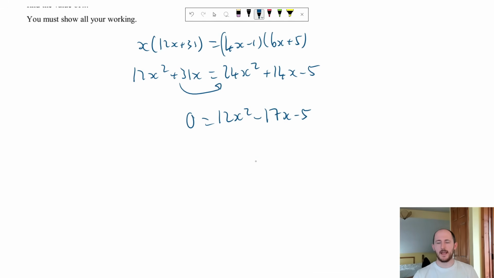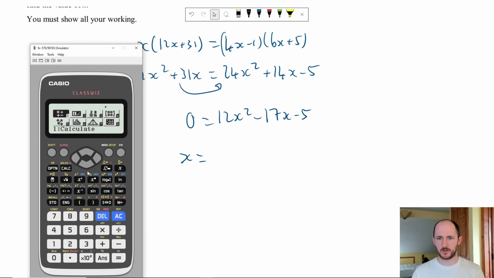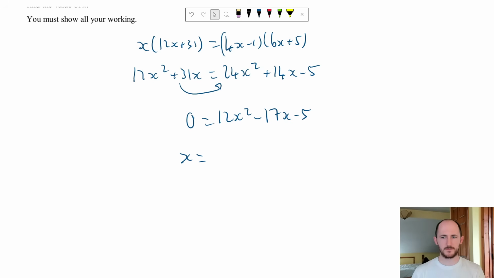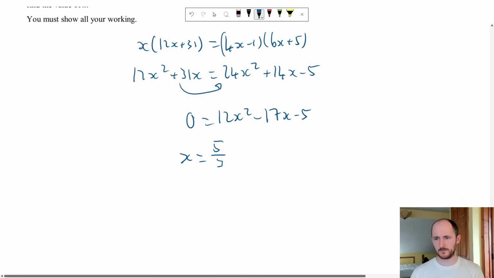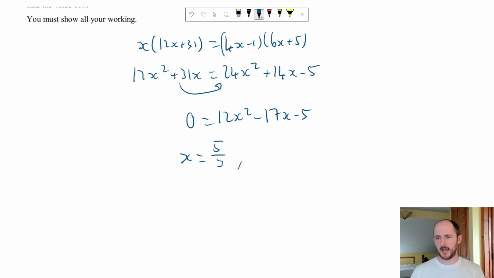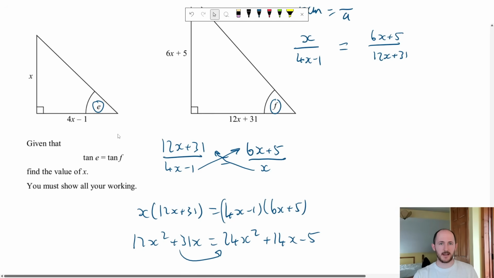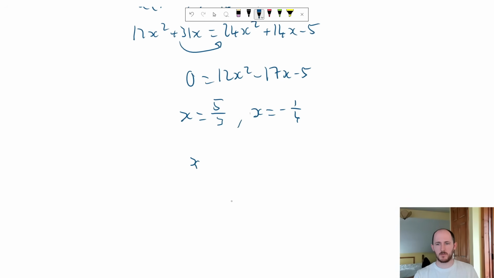Okay, cool. Solving, again, you can use the quadratic formula. I wouldn't recommend factorising, especially with this because it's quite big, or using your calculator, however you want to do it, but just the quadratic formula. We have 12, negative 17, negative 5. We get 5 over 3. And of course, we're going to get another solution as well. Negative 1 over 4. And the key point to realise here is there's only one value of x. Because x is a length, it cannot be negative. So x must equal 5 over 3.